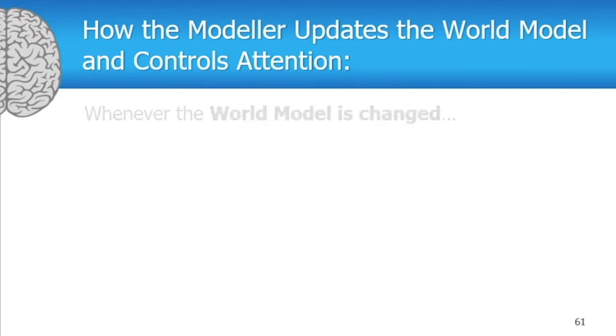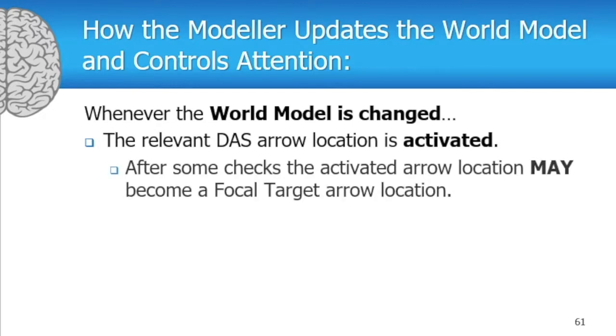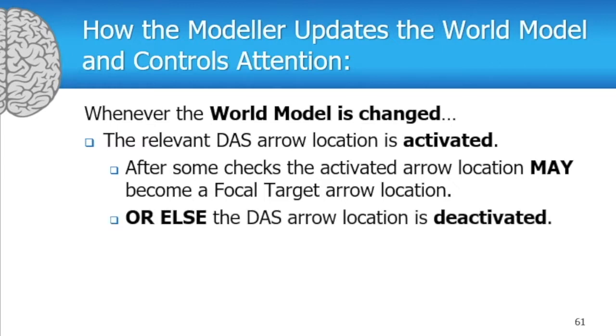One other thing about checking the change or new object process. At the beginning of the process, the relative diffuse attention schema arrow location is activated, and then after some checks, the activated arrow may become a focal target location, or maybe it doesn't. Then at the end, the diffuse attention schema arrow location is deactivated. This temporary activation and deactivation is one example of why the diffuse attention schema is needed and how it is used to control this process.